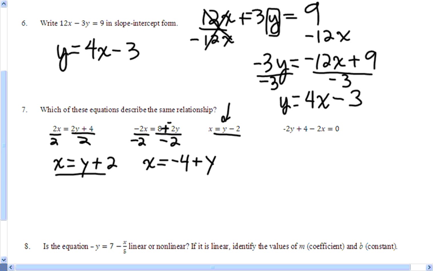Now, is that one the same as either of the other ones? No, it has negative 4 in it. All right, the last one. The last one, we have a lot of stuff that is not x.